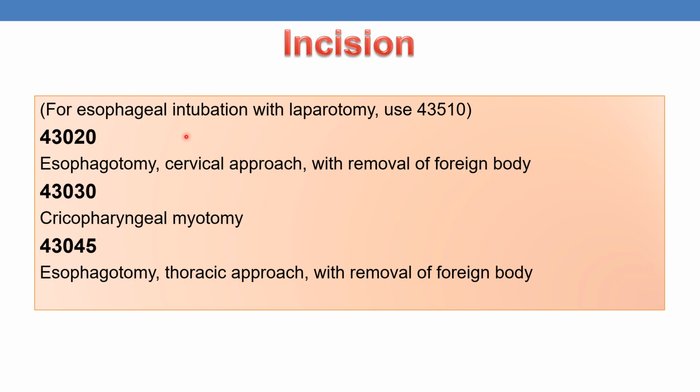There is a note here. The first CPT is 43020. It deals with esophagotomy, cervical approach with the removal of foreign body. The next is 43030. It deals with cricopharyngeal myotomy. The next CPT is 43045. It deals with esophagotomy, thoracic approach. Previously it is cervical approach. And for thoracic approach, esophagotomy, thoracic approach with removal of foreign body, the CPT is 43045.